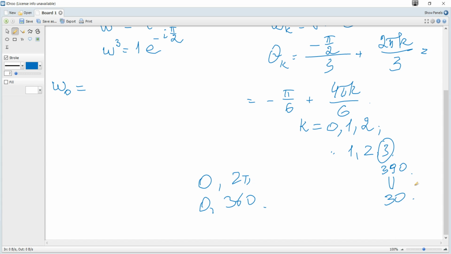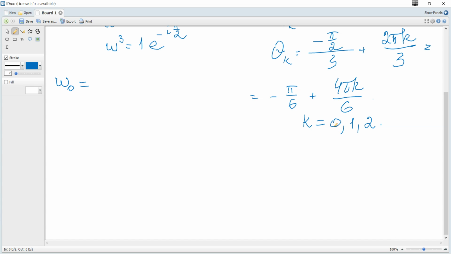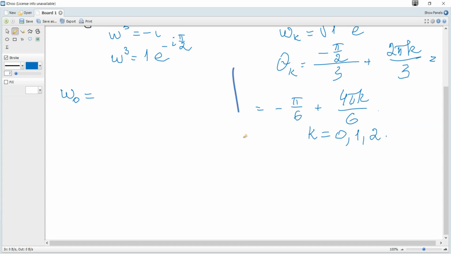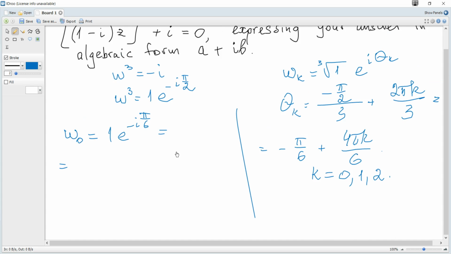It's because a complex number is cosine plus i sine, and sine and cosine have a period of 2 pi or 360. But I use such a technique, so I consider k to be 0, 1, 2. You may use the notation w1, w2, w3, but I use w0, w1, w2, because I use k to be 0, 1, 2. So w0 becomes what? It's 1, and e to the power i theta 0 is just e to the power negative i pi over 6.